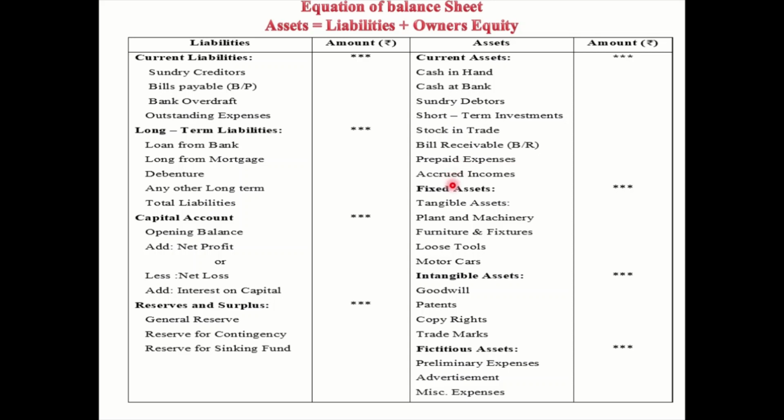Accrued income. Accrued income is that income which has been earned but has not yet been received or has not become due. That we call accrued income.